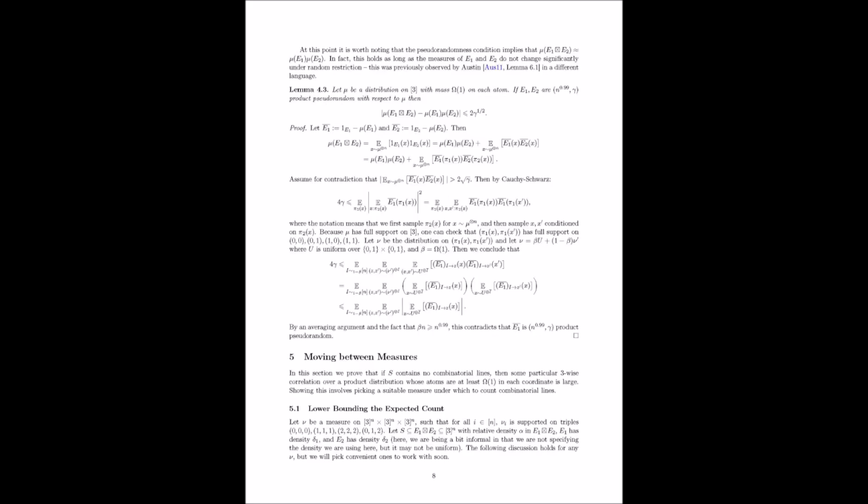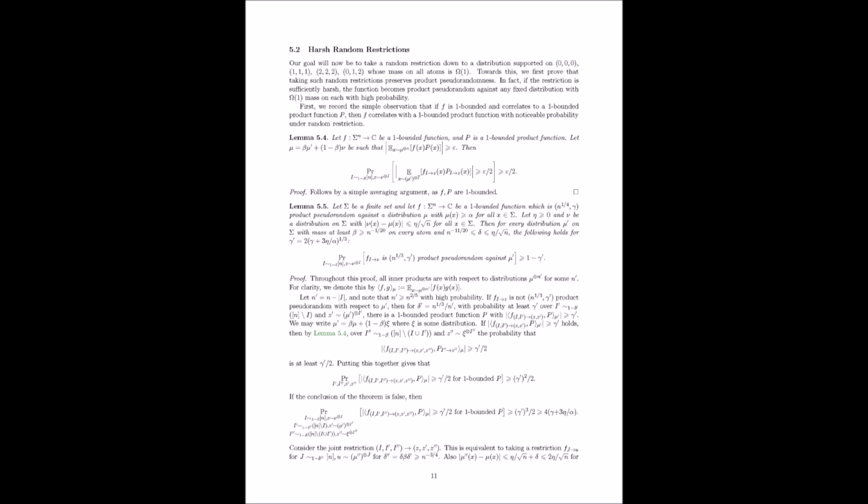You have sequences of length n, right? And each position in the sequence can be one of K different symbols, like 0, 1, 2, and so on. A combinatorial line is a set of K of these sequences, where each position either has the same symbol across all sequences, or it cycles through all the K symbols.